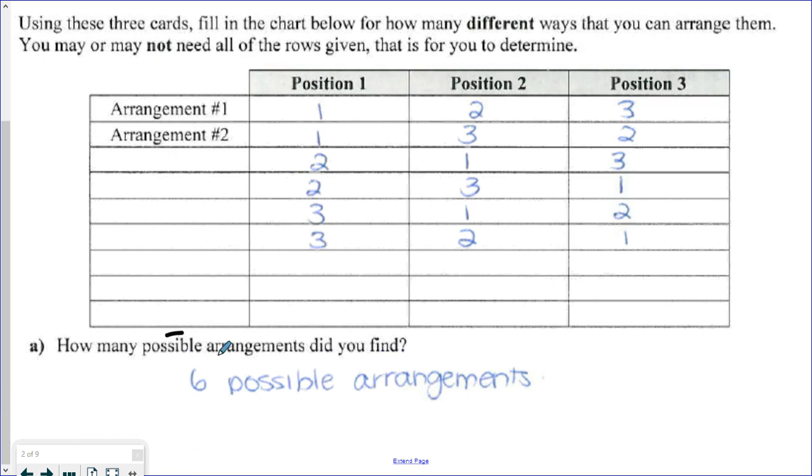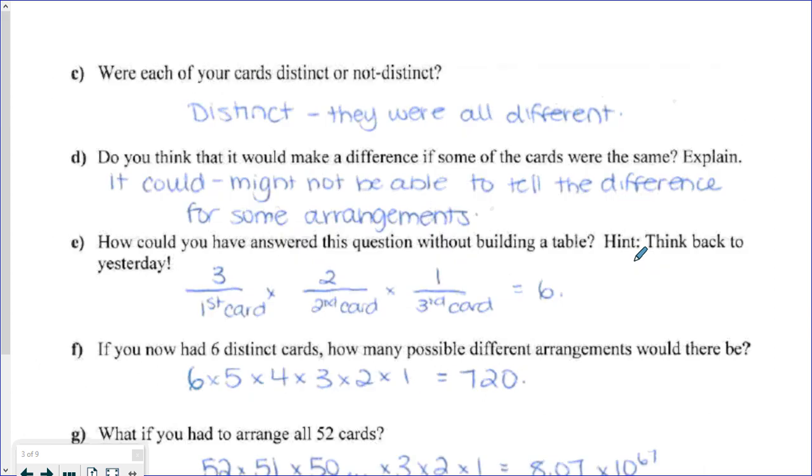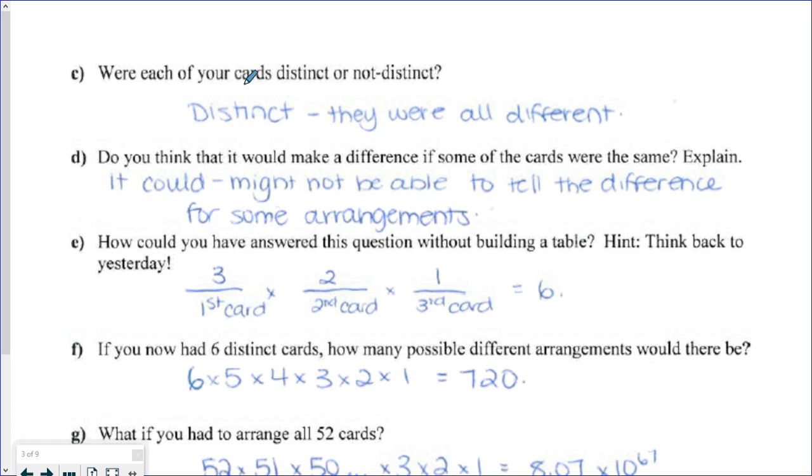So we found 6 possible arrangements of the cards where they're all distinct, right? None of these are the same. So if I started here and I wrote 1, 2, 3, well, that's the same as our first arrangement. So that's not distinct. It's not different than what we've already found. Were each of your cards distinct or non-distinct? So this is what we're going to be discussing the next 2 days. So they're distinct and they're all different.